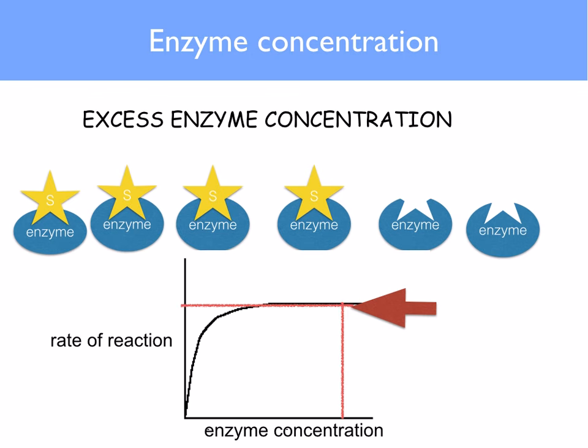Now if you've got excess enzyme concentration and limited substrate concentration, what is going to happen? Well, if you add further enzyme molecules, it's going to have no effect because you've already got enough active sites for those substrates to bind to. So there's going to be no increase in the rate of reaction. This is because the available substrate is already being used as rapidly as it can be by the existing enzyme molecules.